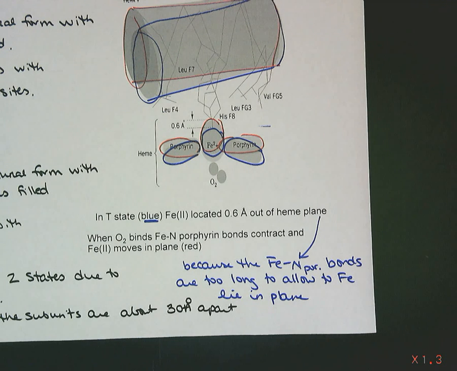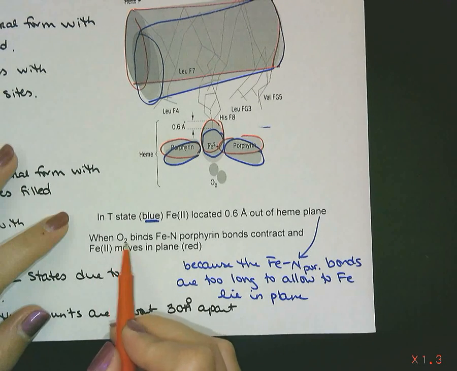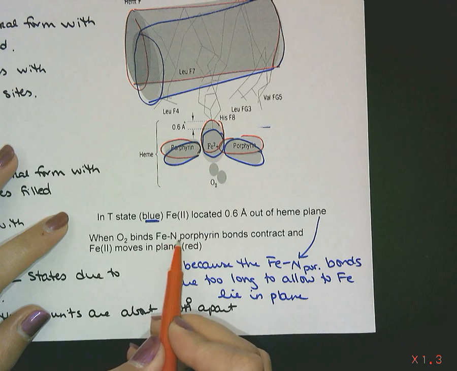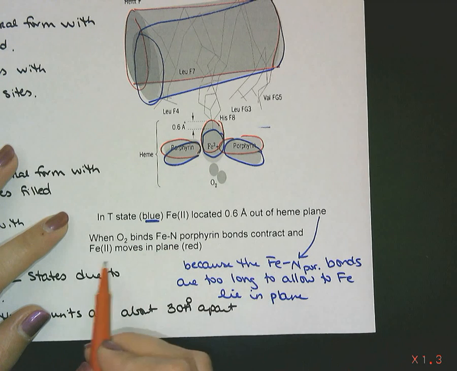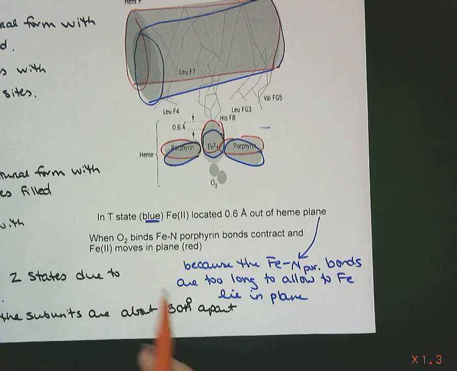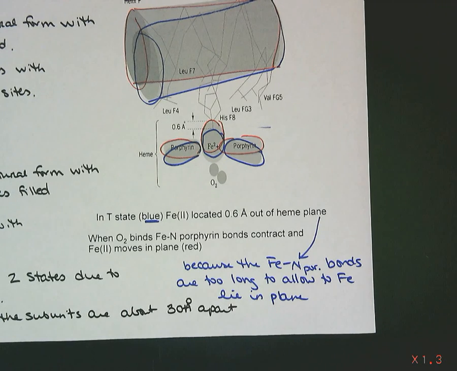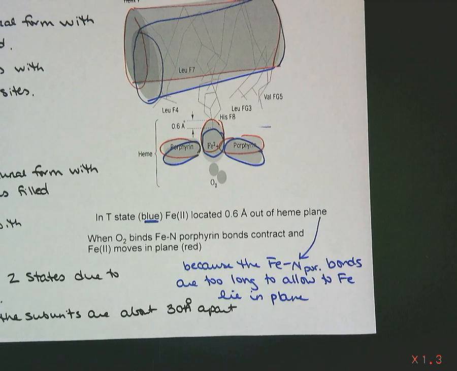When oxygen binds, those bonds, these guys right here, this N porphyrin iron bond actually contracts. They actually get shorter. And because those bonds get shorter, now the iron can get up and be in plane with everybody else. So when oxygen binds, the iron porphyrin bond contracts and the iron moves in plane. Those bonds get shorter and the iron can pop up and sit perpendicular with everybody else.